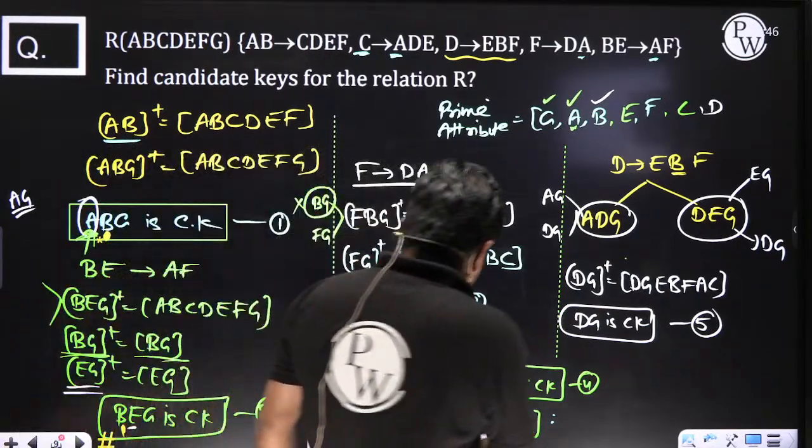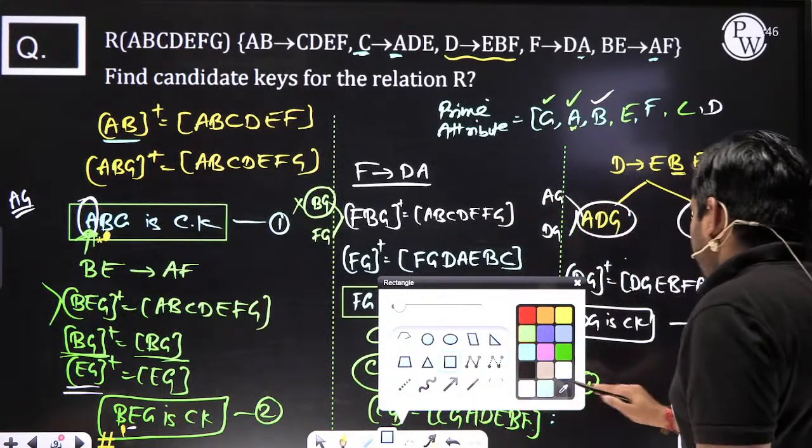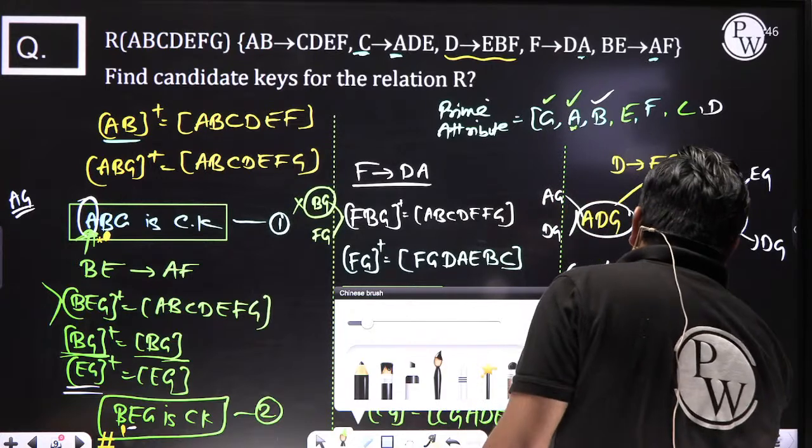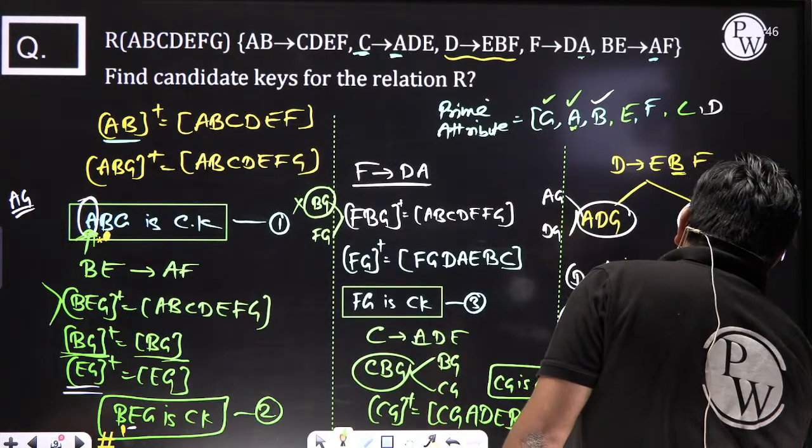Here you can see, I can write here. Sima, are you getting what your correct answer is? Total 5 candidate keys are there. What are the keys? ABG, G.